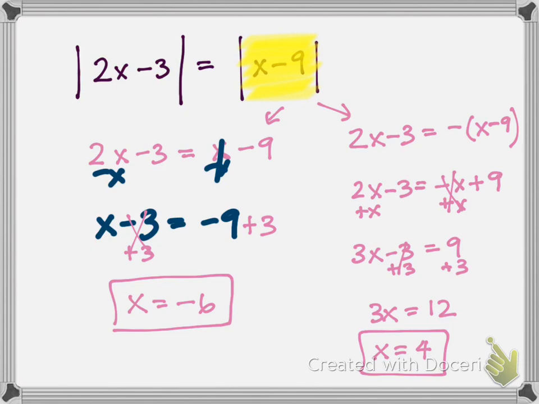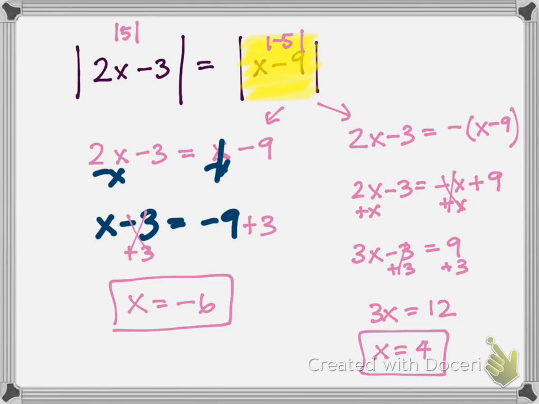If I plug in 4, I get 8 minus 3, which is 5. 4 minus 9, negative 5. Well, does the absolute value of 5 equal the absolute value of negative 5? Yes, so it worked. Now, let's erase all that.